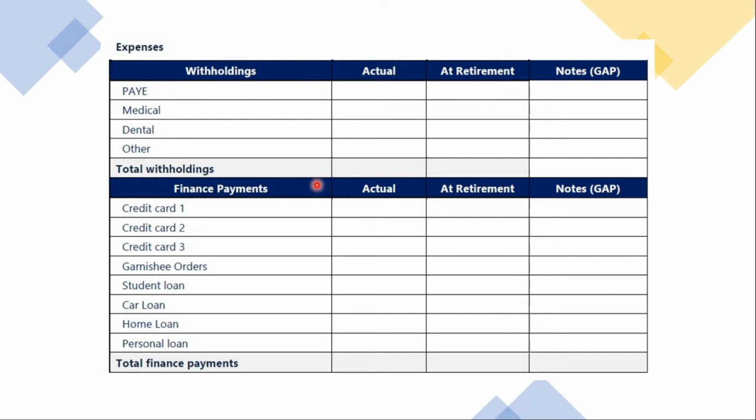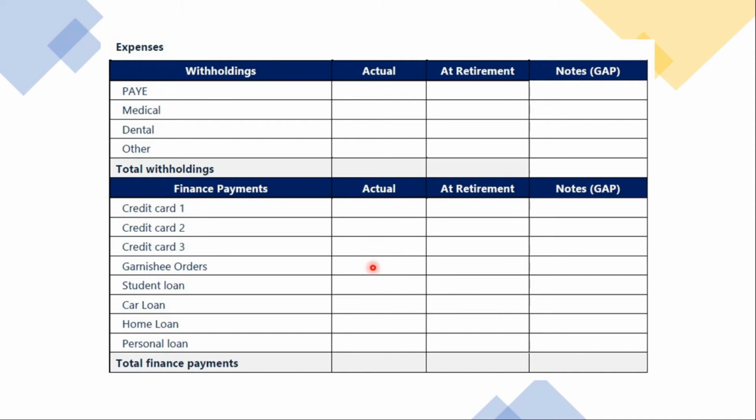Now, finance payments. Finance payments won't necessarily apply to all of you, but let's talk about what may. I really hope you don't have 3 credit cards, but if you do, it's up to you. So actual credit card payments, number 1. At retirement, how much do I think I would pay? I'm not supposed to have credit cards at retirement. I'm supposed to work with cash. I'm going to leave number 2 and number 3.